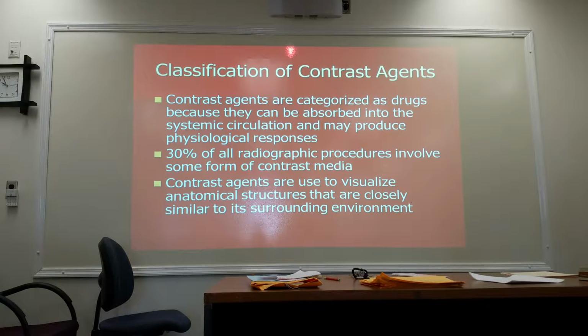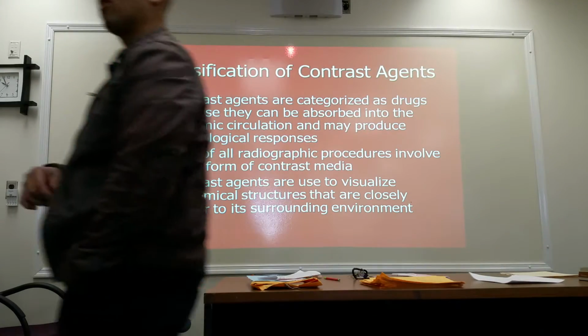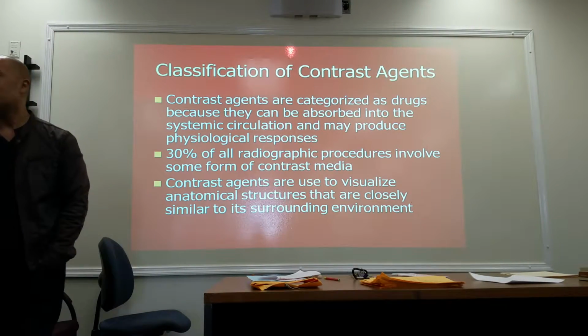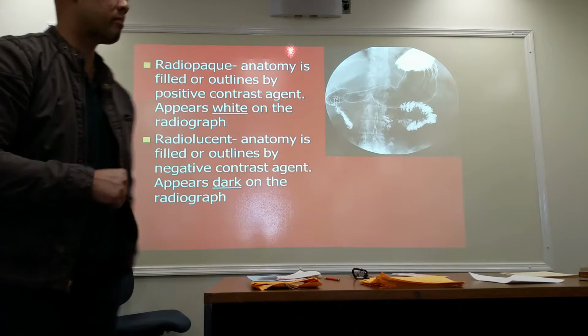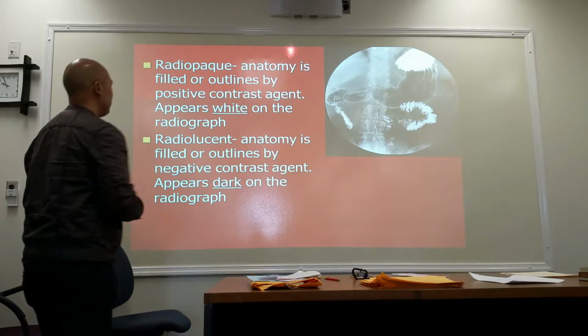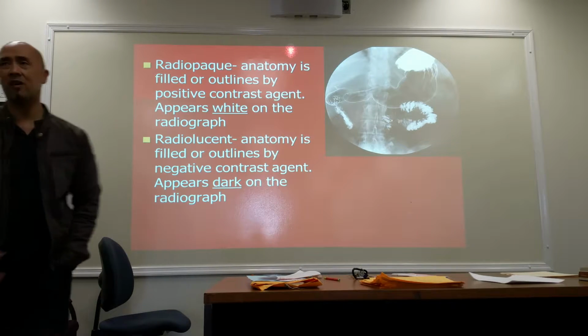But if we were taking an x-ray of our abdomen, we can see the spine. But what about the structures within that abdomen? It's very difficult to delineate the stomach from the kidneys, from the liver, from the spleen, large bowel, small bowel. All those become very difficult to see unless we enhance it by administering some form of contrast agent. Two terms: radiopaque. Radiopaque means that the anatomy is filled or outlined by some form of positive contrast agent.